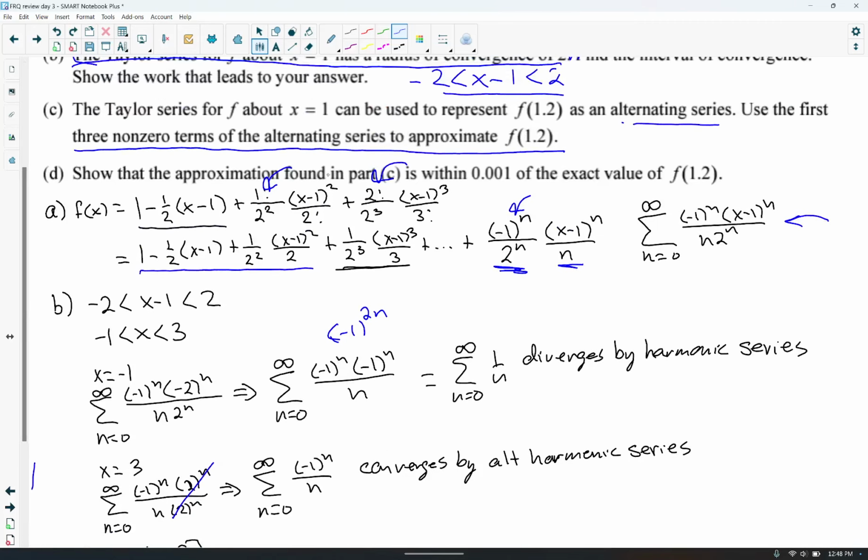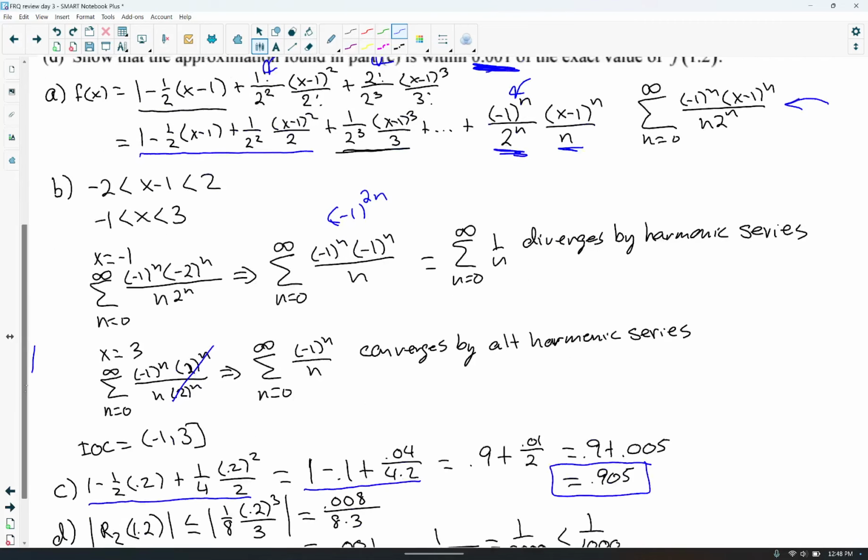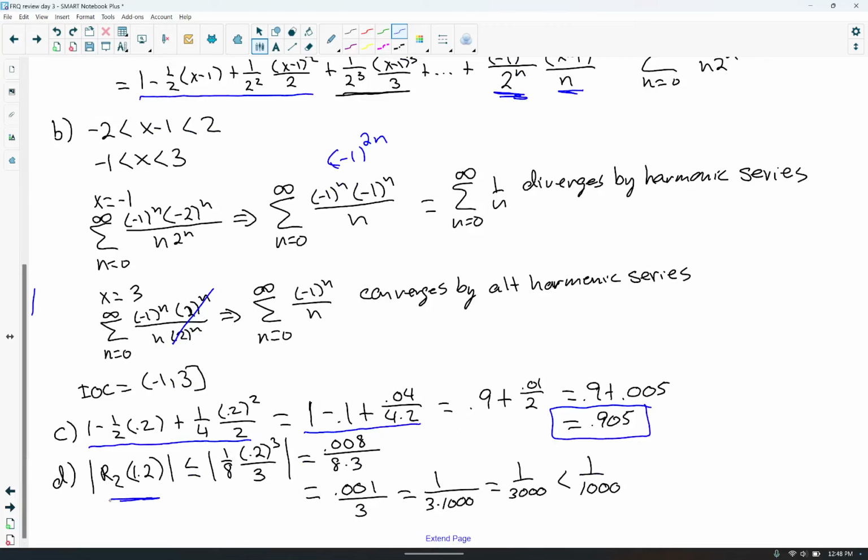Letter D, show the approximation found in part C is within 1/1000th of the exact value. So the remainder of the second degree is the first omitted term, which, let's say I made that 0.008, the 8's cancel out, multiply top and bottom by 1,000, and you get 1/3000, which is less than 1/1000.